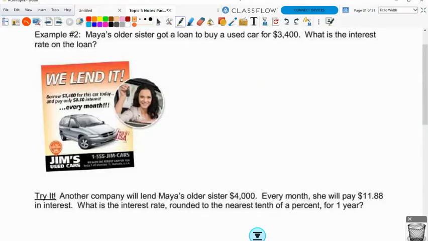In our next example, we're told that Maya's older sister got a loan to buy a used car for $3,400. What is the interest rate on the loan? Okay, so we're going to use our equation I equals PRT. Okay, and we're going to have to gather some information from the picture and from the words that they told us. Okay, her loan, first of all, was for $3,400. So that's the principal amount that she's borrowing, $3,400. Okay, and they want to know what is the interest rate. So R is what we're looking for.